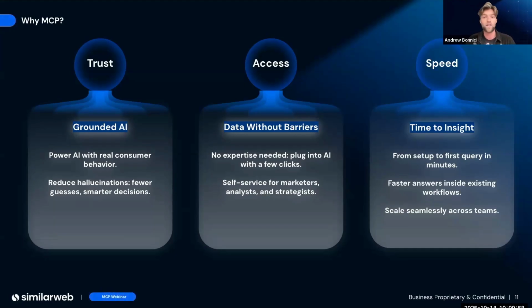The first is trust. This isn't generic web data or synthetic input. It's real digital consumer behavior, grounding your AI so that you can trust those answers and reduce those hallucinations. Now, the second point here is all around accessibility. And I think this is really, really critical. You don't need to be a data engineer to get Similarweb data where you need it. It's very much self-service. And the way that we've achieved this is by adding this context layer that works across all of our metrics and our API endpoints to ensure that you can query the data in natural language, which makes it very accessible for everyone.